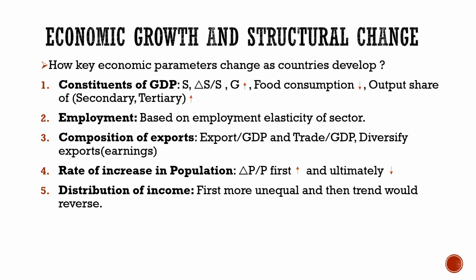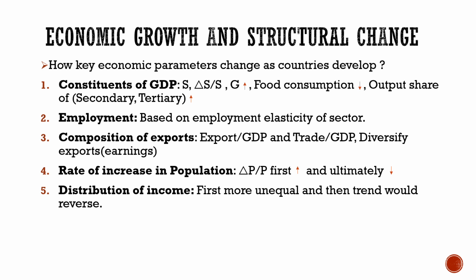The third thing is composition of exports. With economic growth, the export GDP ratio and the trade GDP ratio can increase. If the economy is opening its borders for imports and exports, and diversifying its exports, then the earnings will eventually increase and economic growth would take place. So with economic growth, the composition of exports will change, and if the economy is changing or diversifying its exports, there would be economic growth.